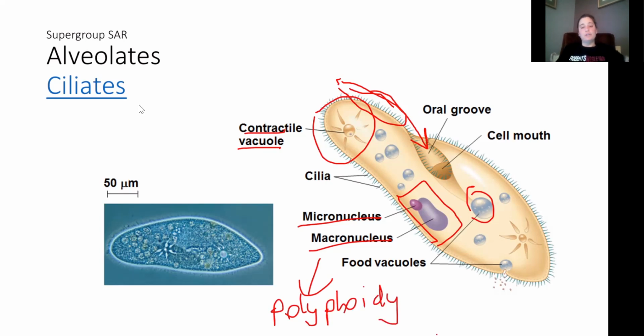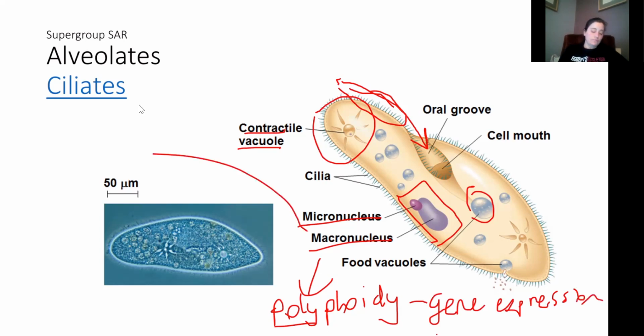Polyploid means they have multiple copies of the genome. Haploid means one copy, diploid means two copies, which is normal for most things, for us. And then polyploid just means multiple copies. Poly means many. So again, this is normal gene expression. Then the micronucleus is obviously smaller, but it's used in reproduction.